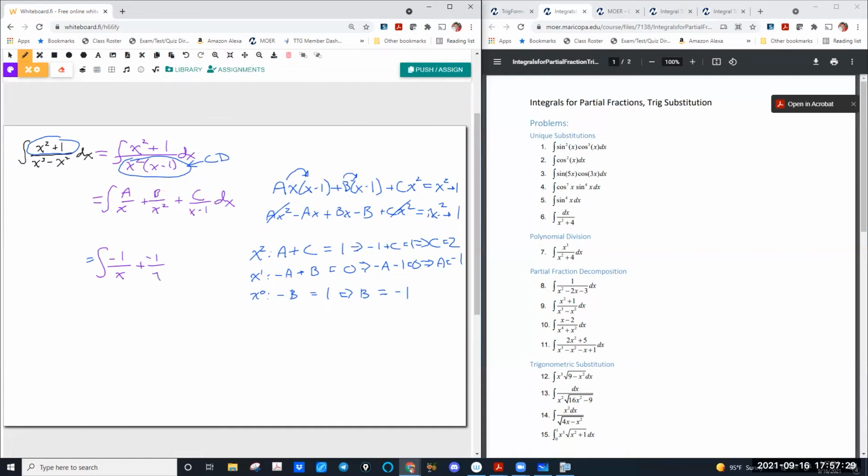Plus -1 over x squared plus c, which is 2 over x minus 1 dx. Now you do this one piece by piece. Here's one thing that I see happen, and I want you to be careful of it. Because a lot of these partial fraction ones do end up being natural logs. Don't get in the habit of making 1 over everything a natural log.